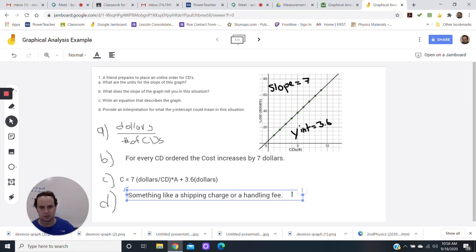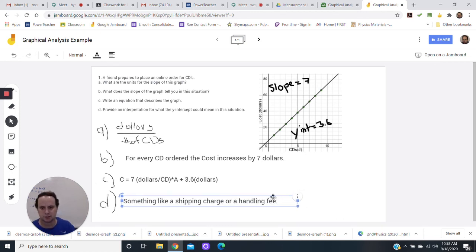So in this case, you're buying 0 CDs and they're still charging you something. That would be like an initial cost. Every order costs $3.60 plus how many CDs you're going to buy from there.